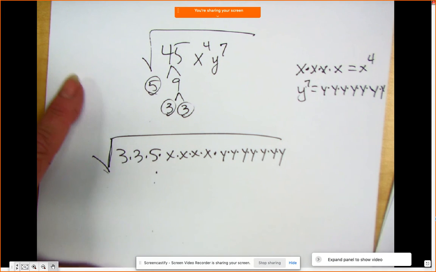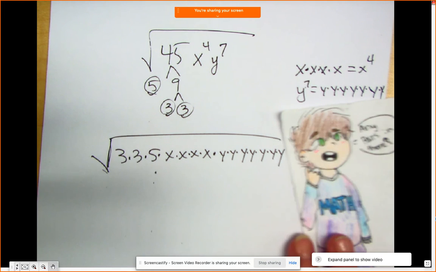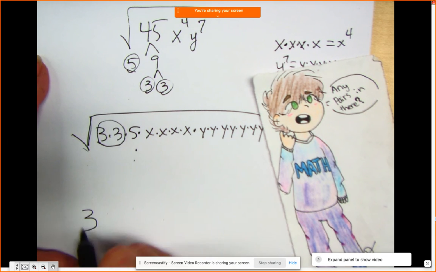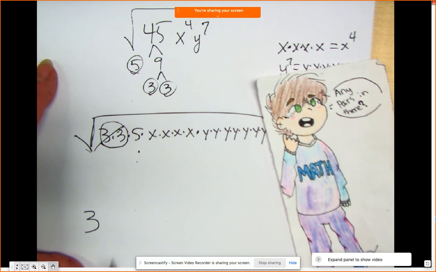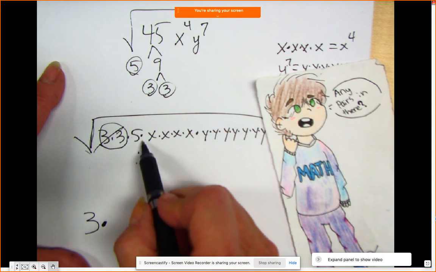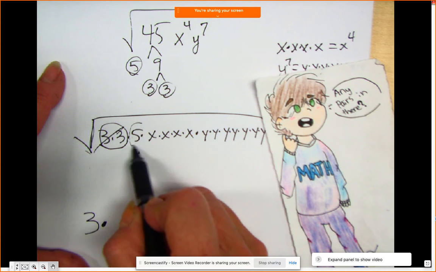Again, guess what they're going to ask? Any pairs in there? If you got a pair that match, ooh, I got a match set. All right, bring them out. Cross them off as you go. Put a times in between if you pull out more than one thing. The 5 does not come out. It's stuck behind. It doesn't have a partner.